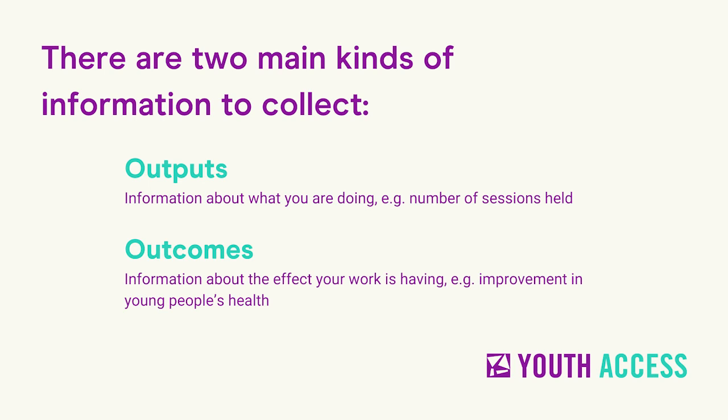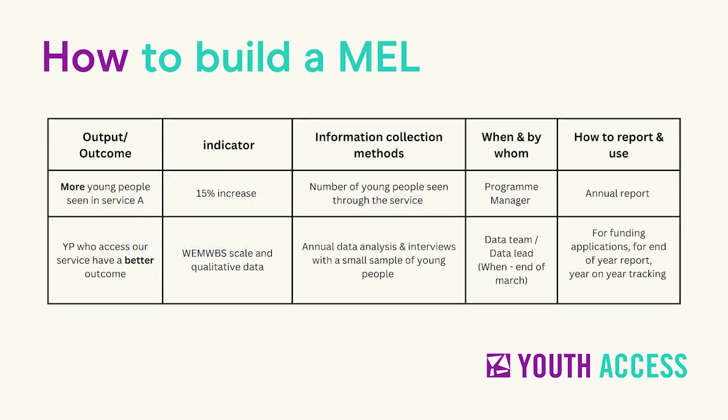For example, the number of sessions, the number of young people seen. And outcomes are usually the information about the effect of your work. For example, the improvement on young people's mental health, the improvement on their well-being as a result of attending the sessions. The outputs are usually the shorter term measures in which you'll collect data on, and the outcomes are the longer term. And here is an example of a completed MEL framework.